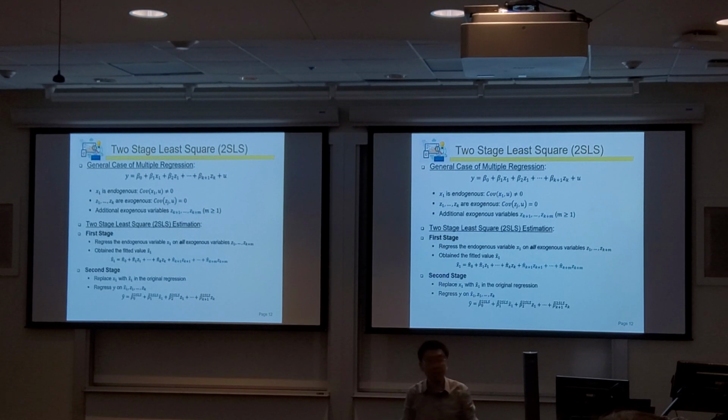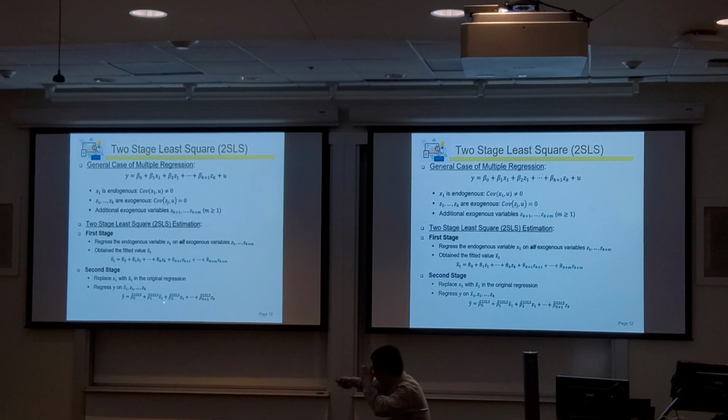Now we move to the second stage. The outcome from the first stage is just the fitted value for that endogenous X. In the second stage, I go back to the original regression. But this time, I replace the original endogenous X variable with the fitted value from the first stage regression. And then run the original regression. Here, the original regression only includes the original exogenous X variables. We do not include those IVs.